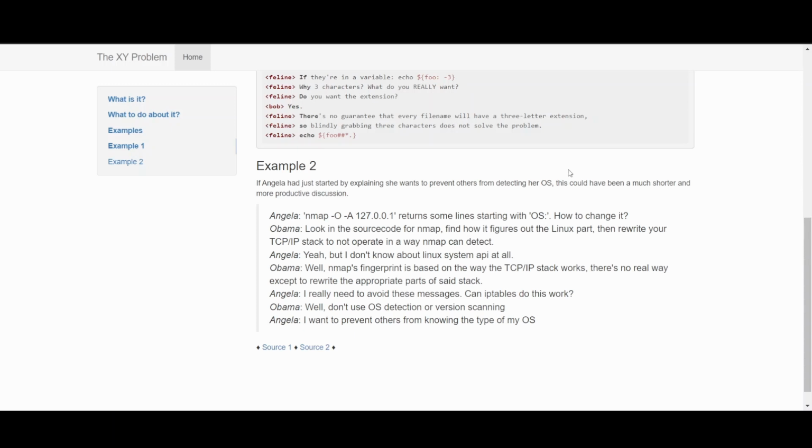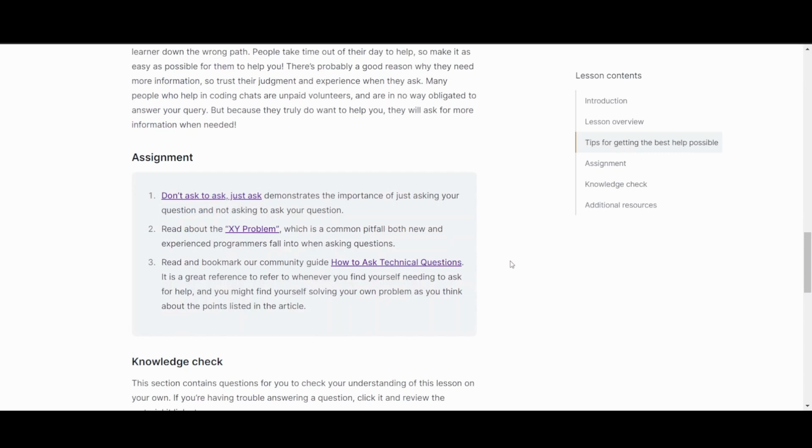So what should be in the start of the conversation is at the end. Like, Angela should have started with: I want to prevent others from knowing the type of my OS. How do I achieve that, and add whatever situation that she would need that to work with, for example. So, that's another type of the XY problem. Let's see the next assignment.